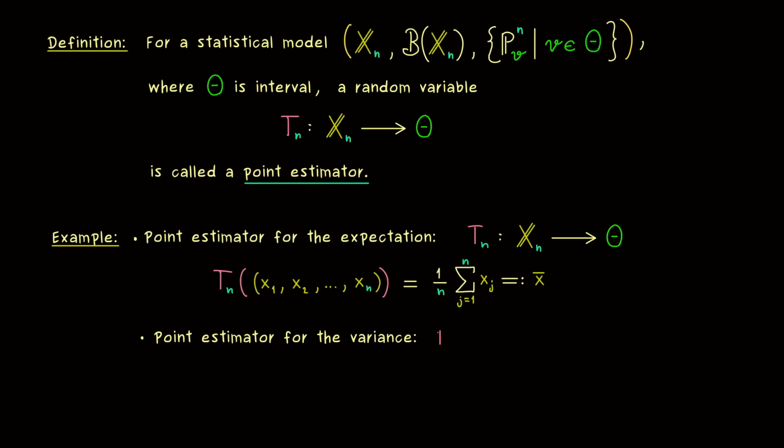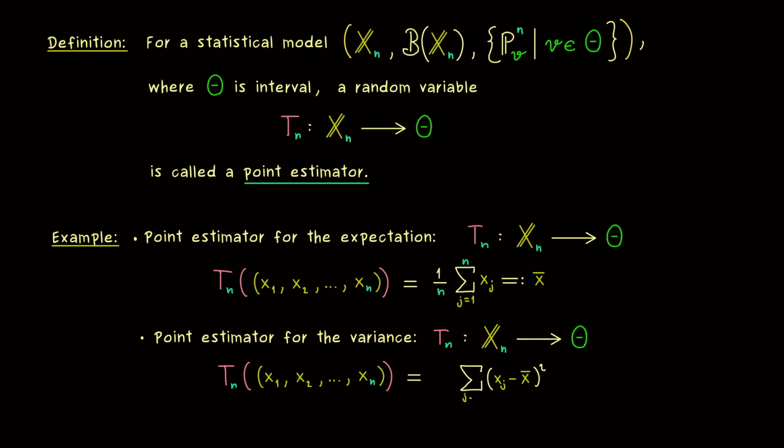In that case, we get a point estimator for the variance. And also this one we already know, it's just the sample variance. Which simply means that we have to look at the square deviations from the sample mean. Hence we have xj minus x bar squared. And then as before, we just have the sum from 1 to n.